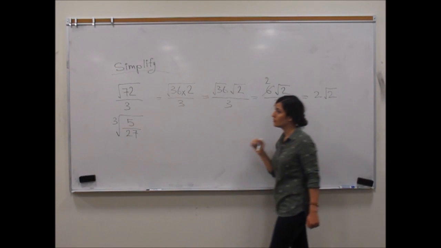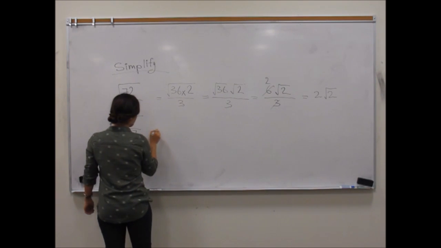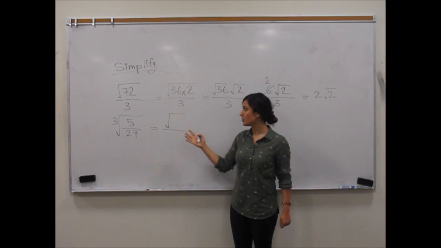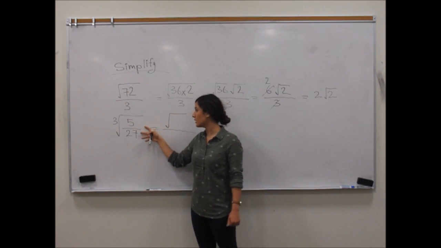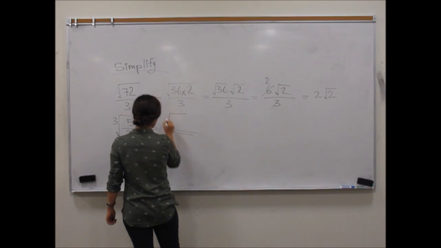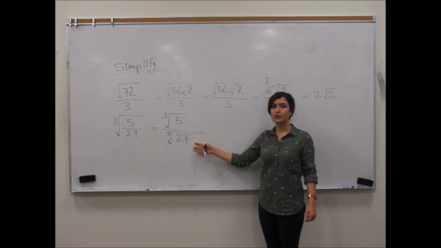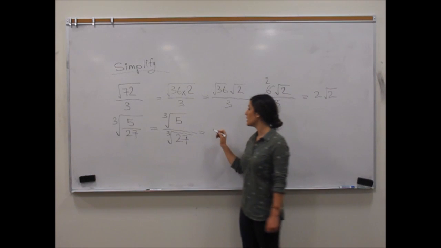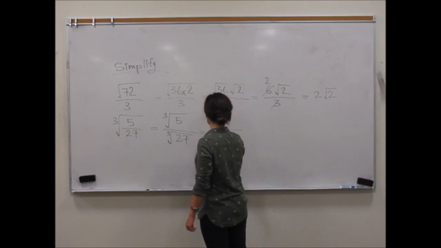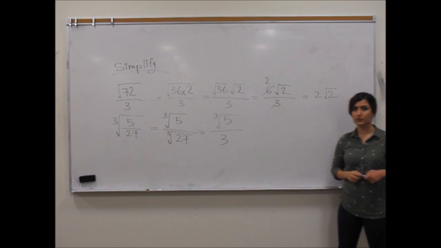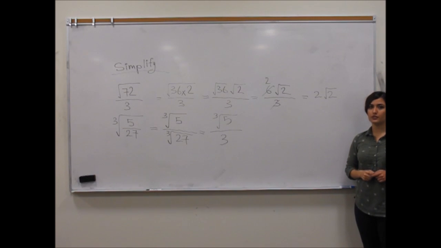And then let's go over the cube root together. By the properties that I showed you, I can break down this radical into 2 separate radicals. So I have cube root of 5 over cube root of 27. And I know that cube root of 27 is a perfect cube, so I can write it as just 3, and cube root of 5. Cube root of 5, I can't simplify it anymore. So this is how we simplify more complex expressions.